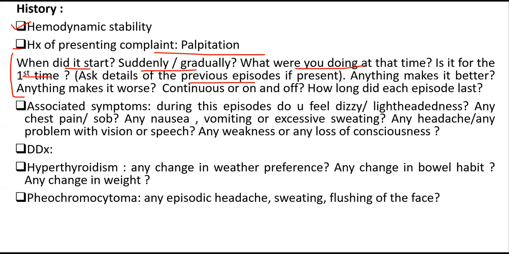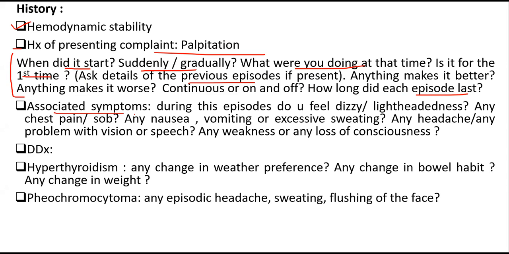And then you can ask, does anything make it better, anything make it worse? Is it continuous or on and off? And how long does each of these episodes last? So this is your palpitation history of presenting complaint. After that, you will move on to the associated symptoms. So along with palpitation, what else are we looking for?